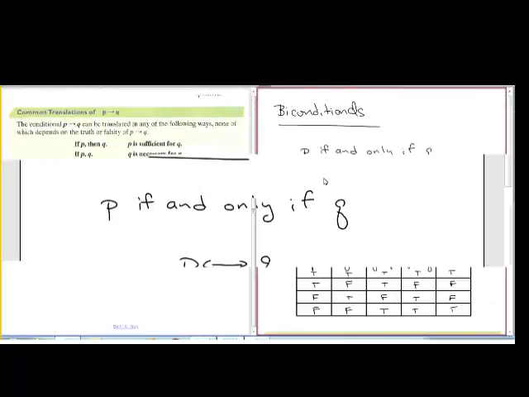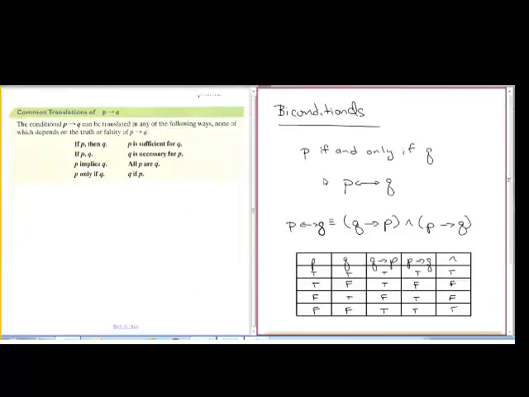I'm going to talk about biconditionals. So the conditional is: if statement P, then statement Q. The biconditional is: P, if and only if Q. And you use the double-headed arrow to represent that particular logic operation. It turns out that the biconditional is equivalent to: if Q then P, and if P then Q.